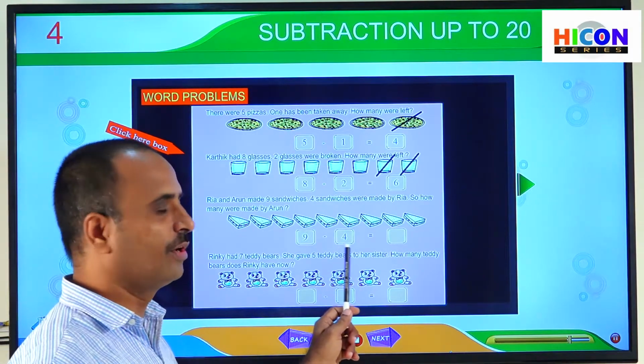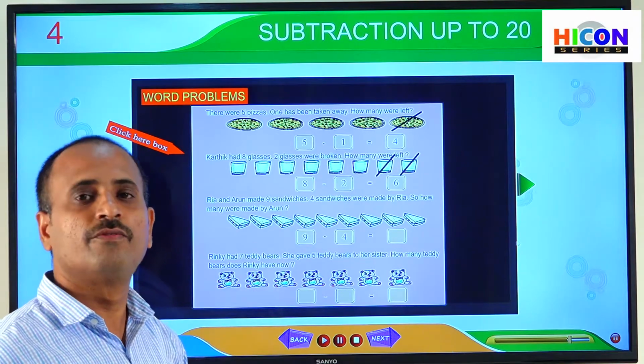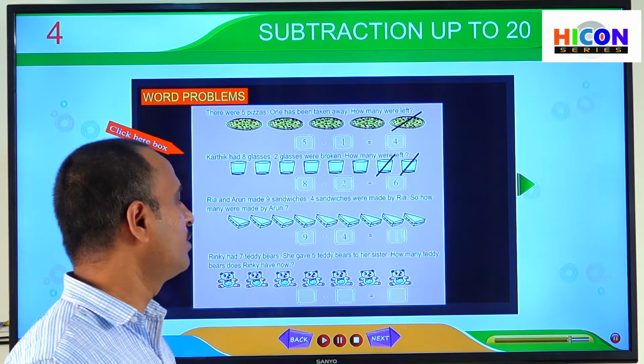So, if you taken away 4, how many are left there? 5 are left there. So, write 5 in this box.